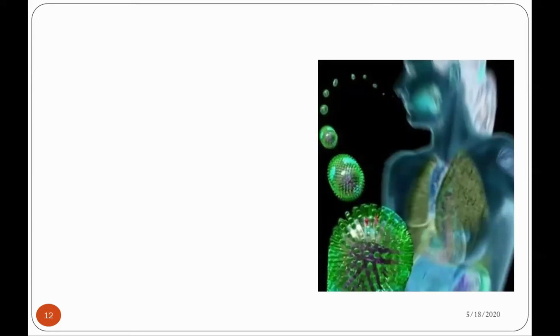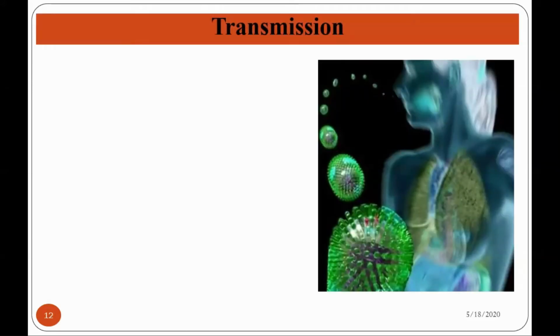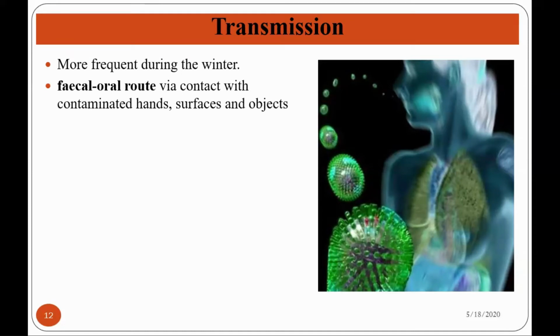The mode of transmission of rotaviruses is mainly by the fecal-oral route. Its prevalence is common during winter seasons. When a person comes in contact with contaminated hands, surfaces, and other objects, these rotaviruses gain access to our body and cause viral gastroenteritis.